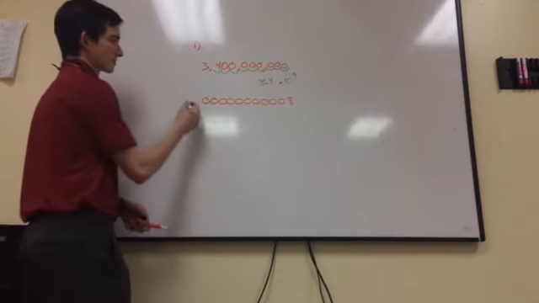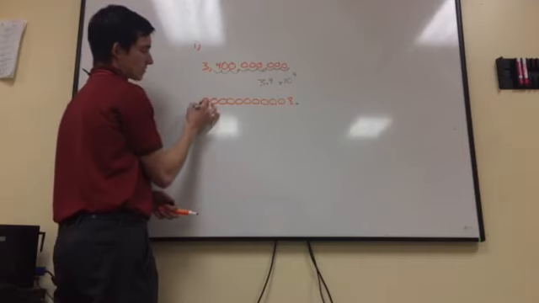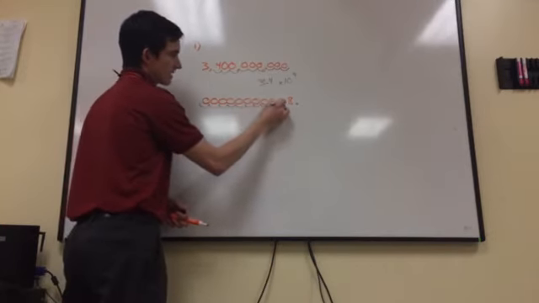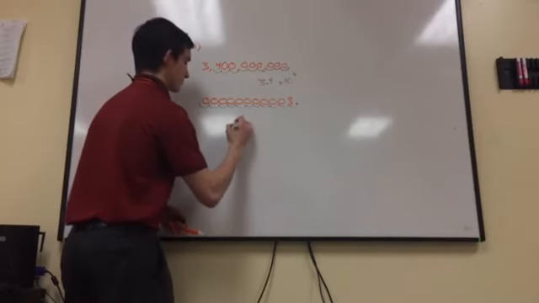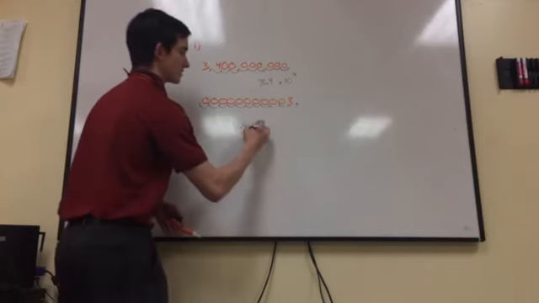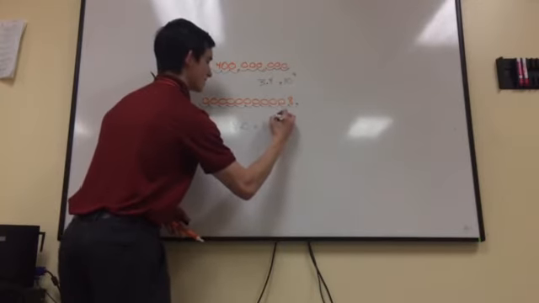That's why I wrote down this next example. So in this case, ideally, I want my decimal place right there. So how many places did I have to move to the right? 11. So I'm going to say 8.0, that's where my decimal is, times 10 to the negative 11th.